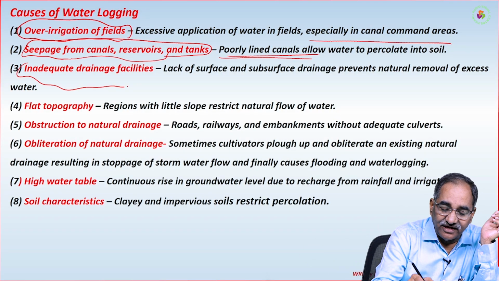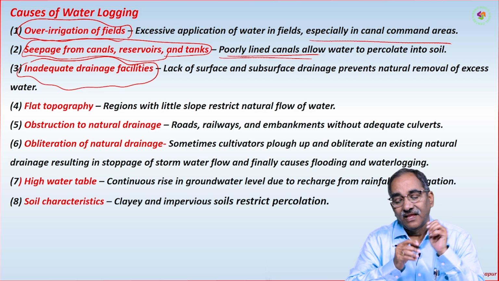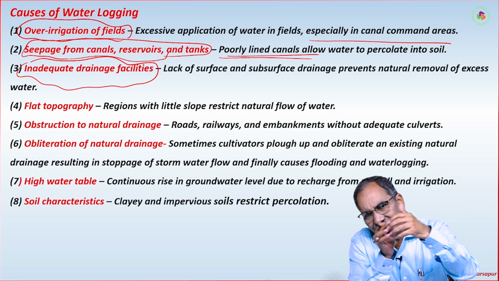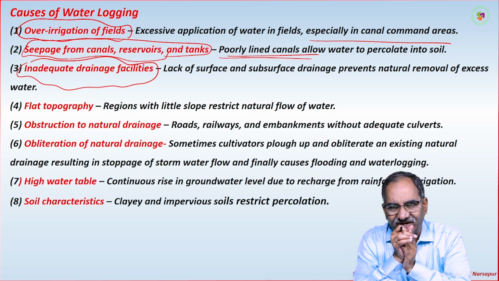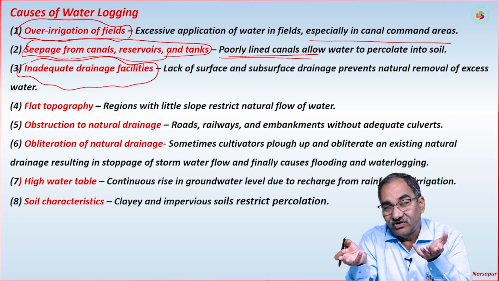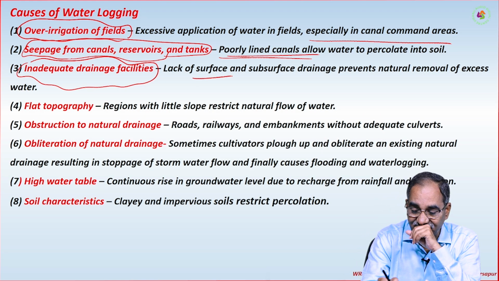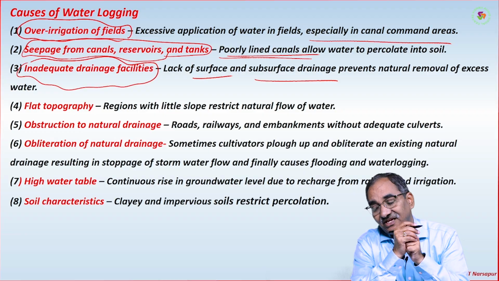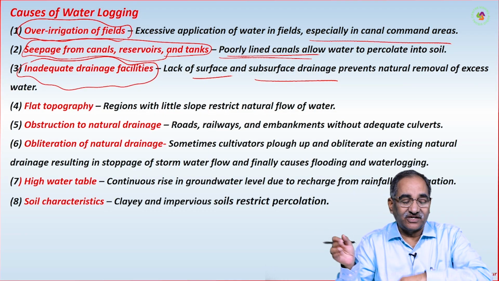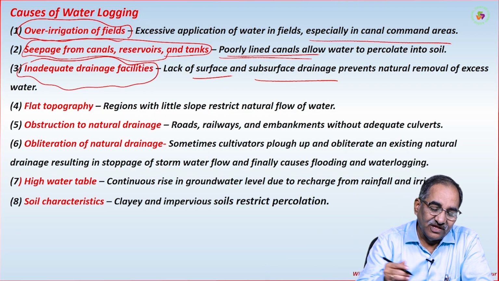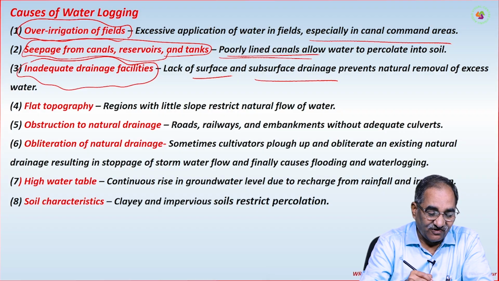Third one is inadequate drainage facilities. Suppose the excess water has entered into the field. Now there is no drainage facility for the field. That means lack of surface drainage or subsurface drainage. Natural removal of excess water does not happen. Then that is one of the causes for waterlogging.